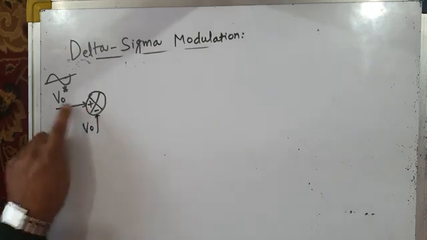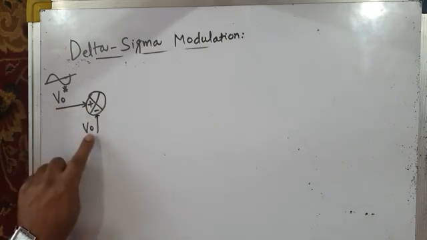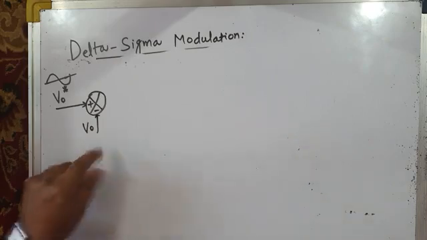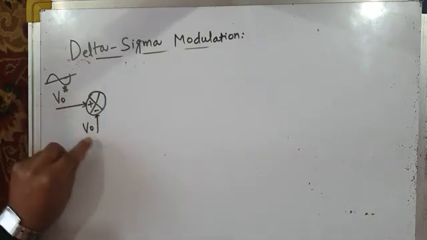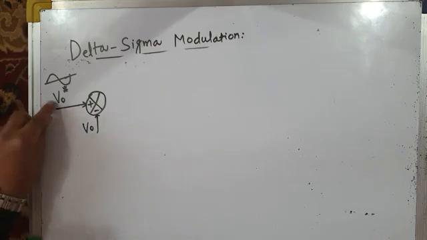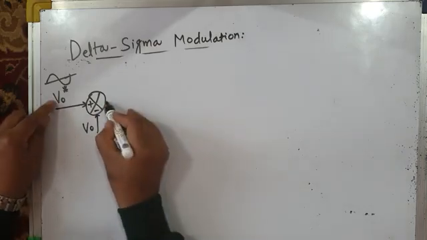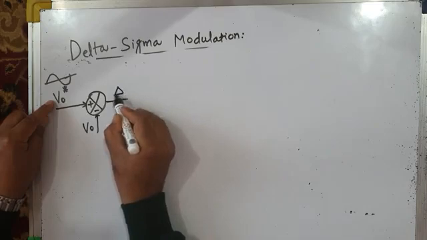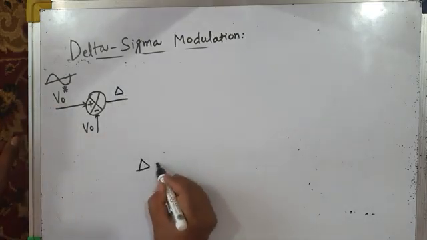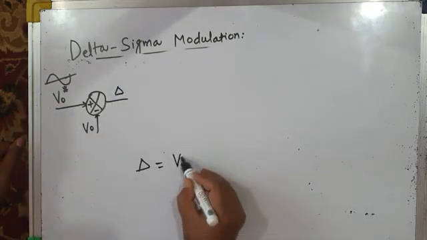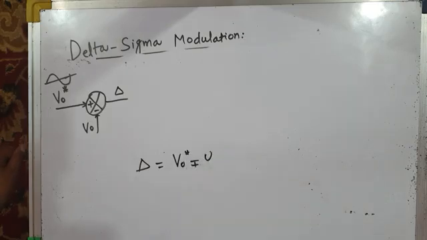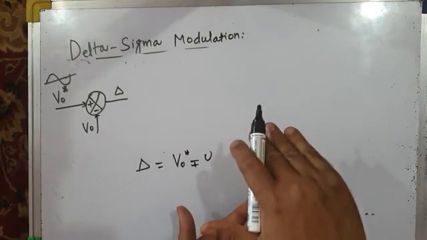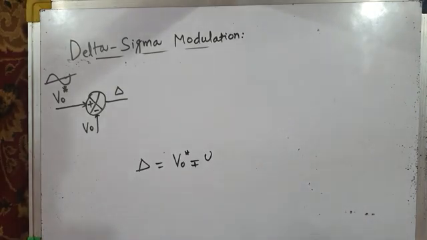Now, what will this comparator do? With the help of a voltage sensor, it will sense the load voltage, which may be either plus U or minus U, and compare it with V0 star, the reference load voltage. From here an error is produced. That error is equal to V0 star minus U or V0 star plus U, depending upon whether plus VDC by 2 or minus VDC by 2 is applied across the load.